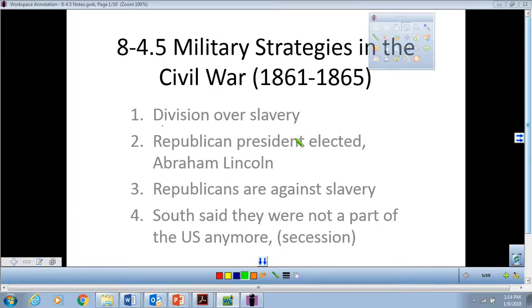The sequence of events went like this. One, there's a division over slavery. The South relies upon slaves for their economy, and some Southerners are making lots of money doing it.